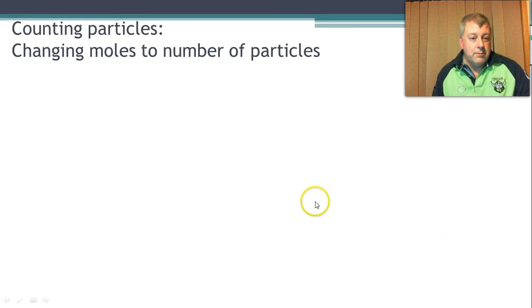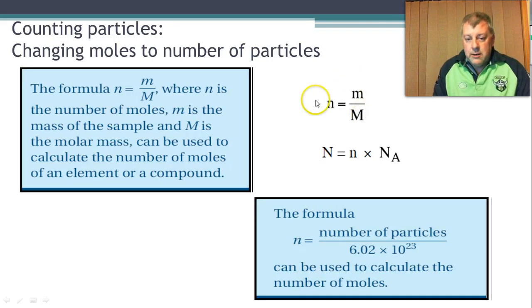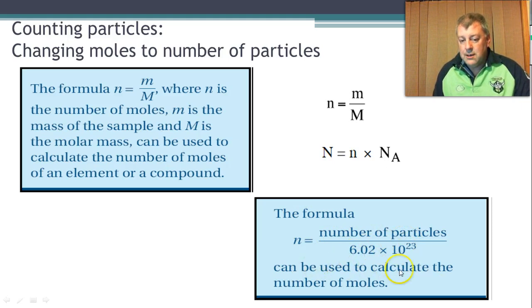Counting, or changing moles to number of particles. On our information sheet we've got these formulas. The formula n equals m on M, little m on big M, where n is the number of moles, m is the mass of the sample in grams, and M is the molar mass, can be used to calculate the number of moles of an element or a compound. And the formula N, number of particles, divided by Avogadro's number, can be used to calculate the number of moles. This one is actually just this one rearranged.